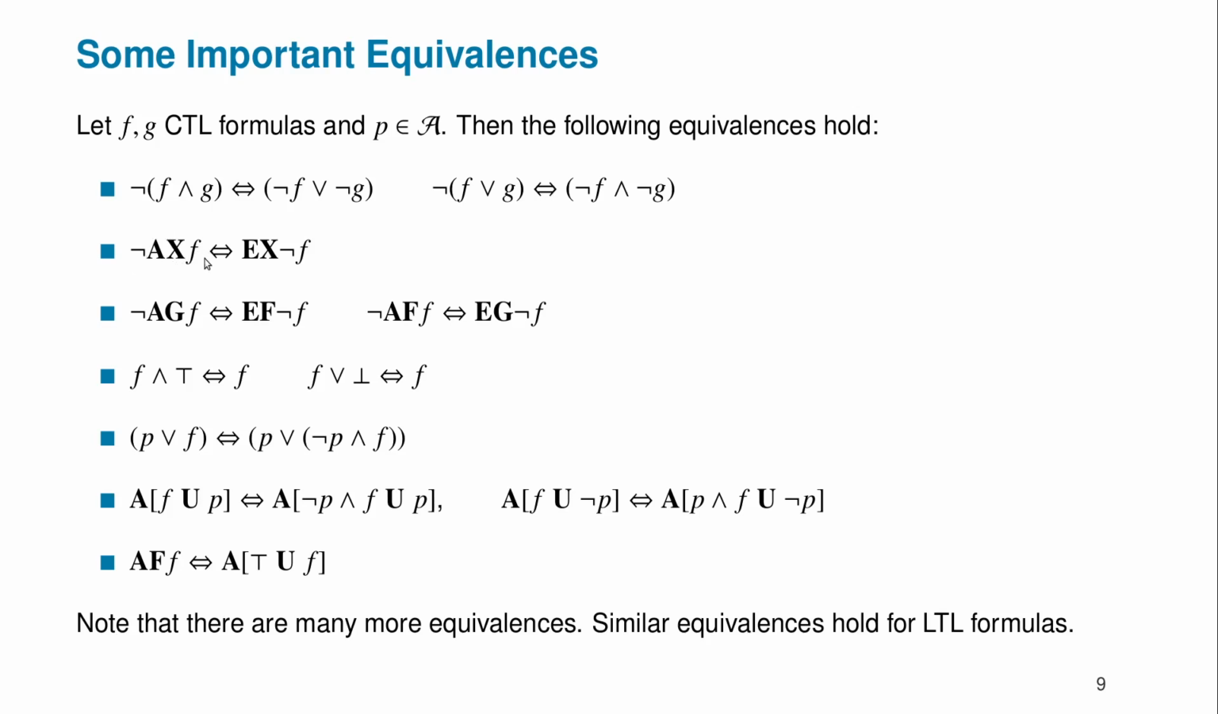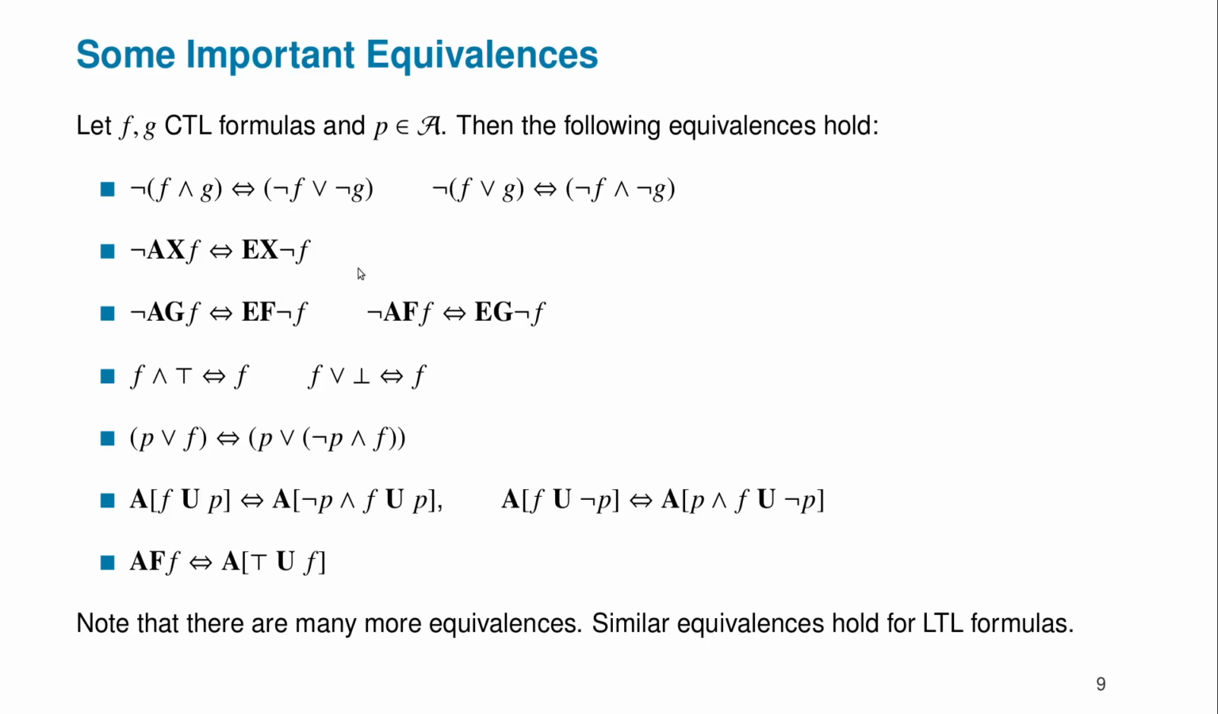Not AXF is the same as exists X not F. Not AGF is the same as EF not F. And not AFF is the same as EG not F. This means the negation swaps the quantifier type. A universal quantifier becomes an existential quantifier. An existential quantifier becomes a universal quantifier. Globally becomes a finally. Finally becomes a globally. The next operator stays the same.